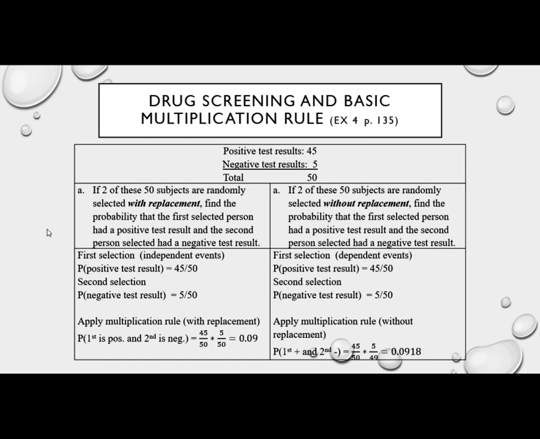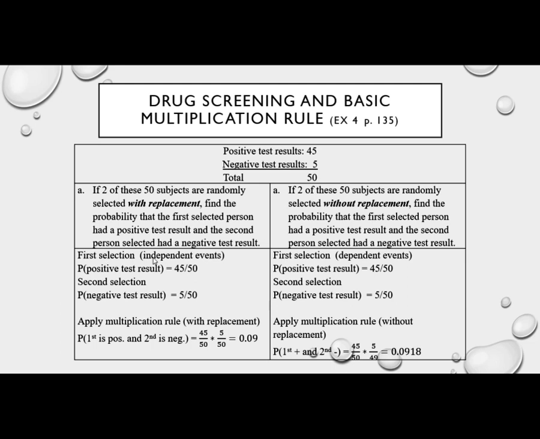So here's an example on page 135. We have positive test results are 45 and negative results are 5, with a total of 50. If two of these subjects are randomly selected with replacement, find the probability that the first person selected had a positive test result and the second person selected had a negative test result. With replacement means I randomly select someone, account for them, and then put them back in the pot and randomly select again. Now there's a chance that I would select that same person again. It's possible. If I do it without replacement, I take them out and I leave them out.